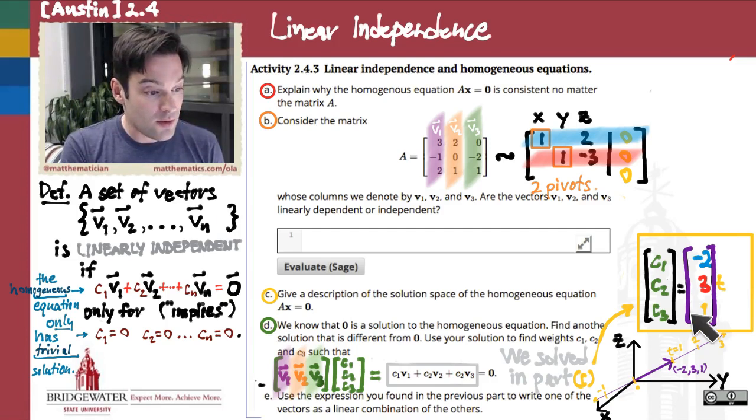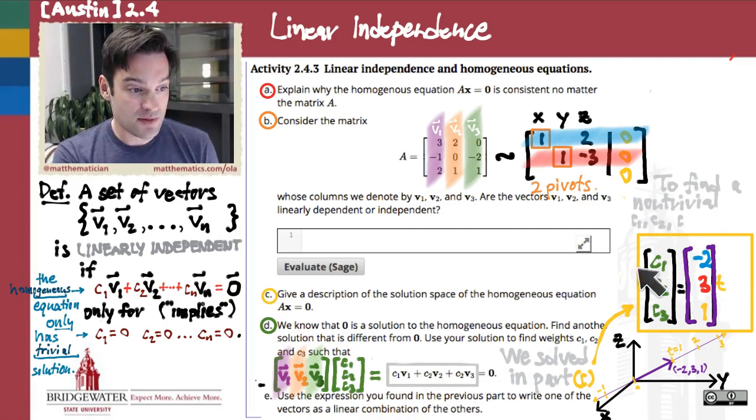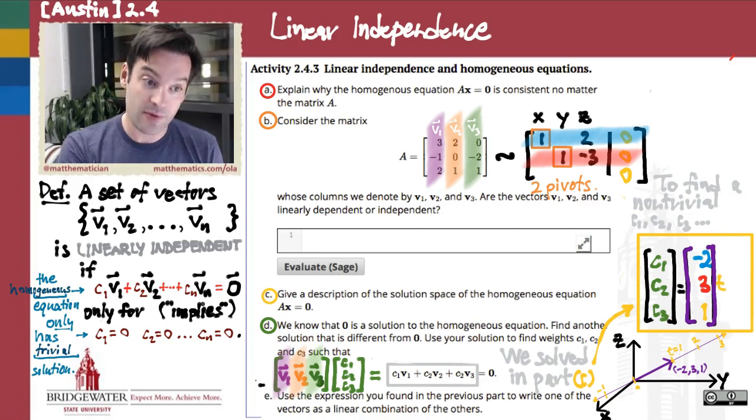So if I want to use this solution to find weights such that this linear combination is equal to 0, what do I need to do? I have the parametric description of the solution space. If I want to find a set of weights, c1, c2, and c3, that solve this equation, but where those weights are maybe non-trivial, let's say we want at least one of them not to be 0, because we know that 0 always is a solution, but if we want an interesting solution, how do I find one?